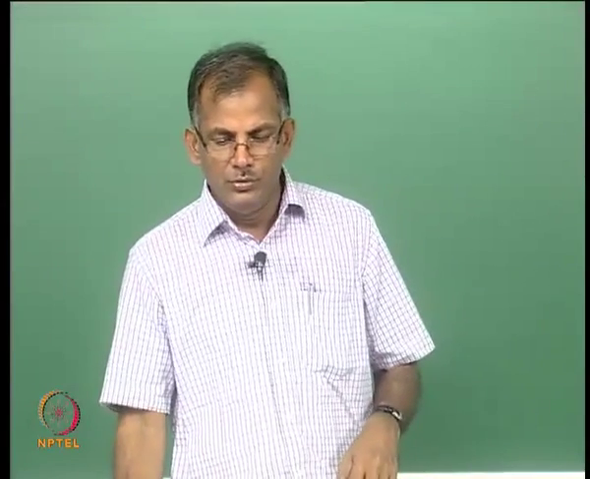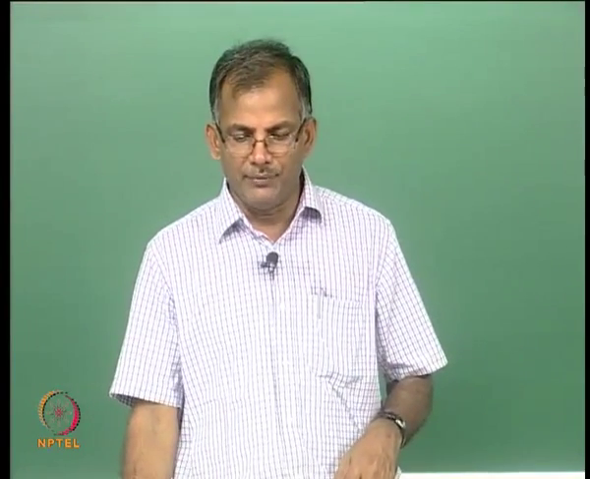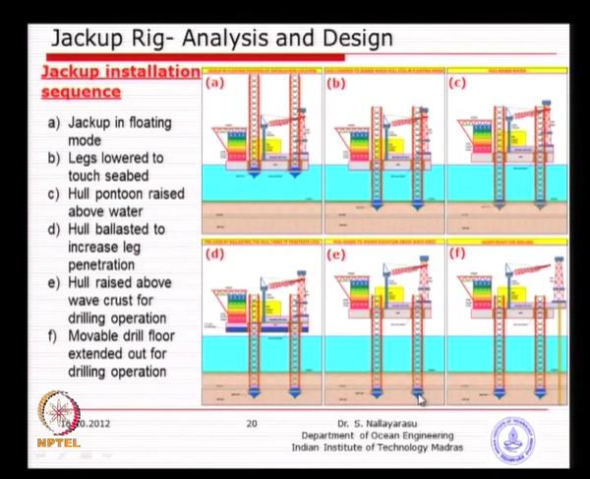Once you complete that exercise and achieve sufficient penetration, then stop, remove water by deballasting, and then raise the hull higher up, because you do not want to keep the hull lower, because next time when the sea wave comes, it will hit the hull and create large horizontal forces. Green wave effect will be very large on this type of rectangular pontoons, which we do not want to have. So, basically this 6-step operation, each step is very critical, and any time things can go wrong.